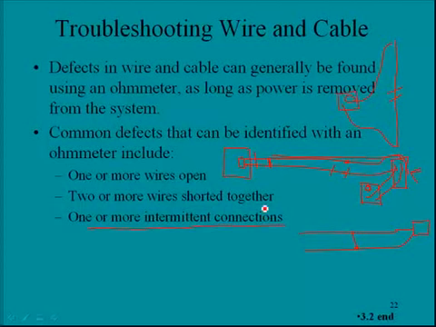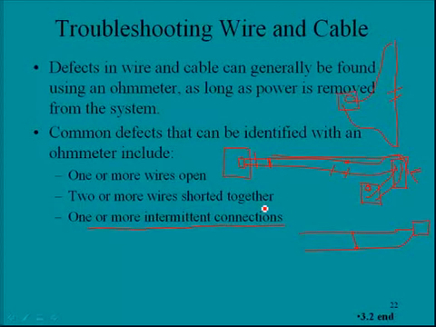Intermittent connections are always difficult to troubleshoot because they come and go, and so you can't really troubleshoot it unless it's failing. And the problem with them is that you go in to troubleshoot and suddenly it's working, and so now the measurements are normal, and you have to wait till it fails until you actually get a reading that tells you something is wrong.